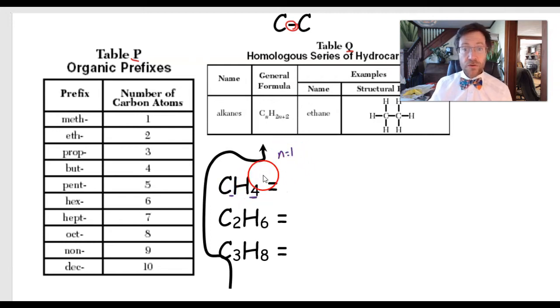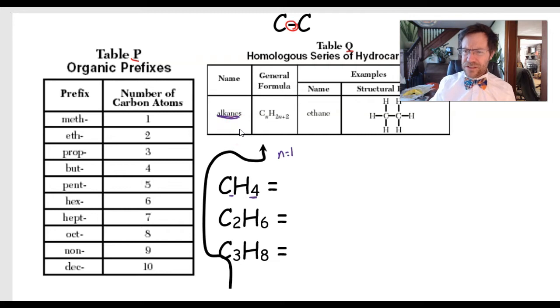So we would go to table Q and just go through them all. 2 times 1 plus 2 is 4. Oh my gosh, look, this follows the pattern of an alkane. You see how that works? It says it right there. So that's how we get the suffix.